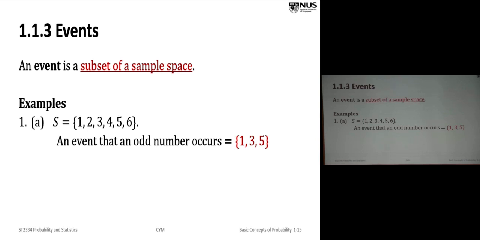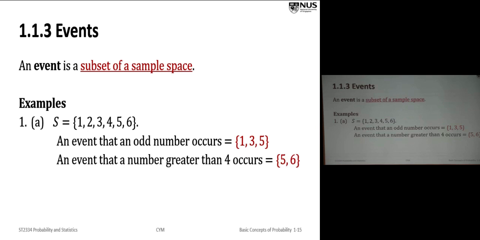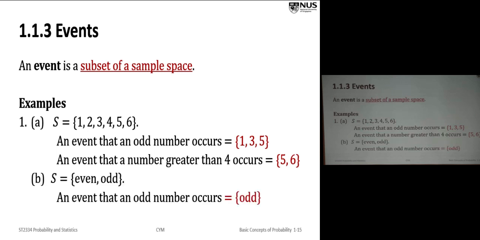7 is an odd number. Why is it not there? Because it's not part of all the possible outcomes in this experiment. So only within 1, 2, 3, 4, 5, 6, pick the odd numbers. If it's even numbers greater than 4, then it is 6. And if an odd number occurs, then it falls into odd.